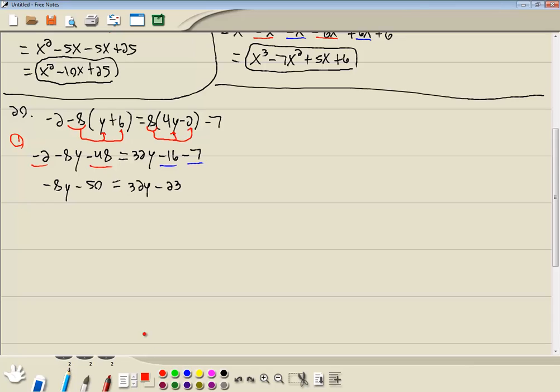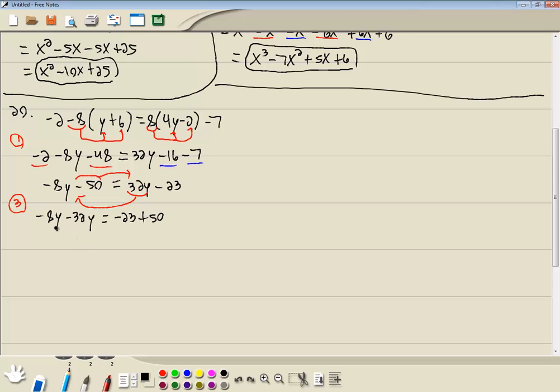Okay, step 2. Get rid of fractions. Don't have any. Step 3. Get everything with a y on one side, numbers on the other. So take 32y over and take negative 50 and move it over. So we got negative 8y minus 32y equals negative 23 plus 50.